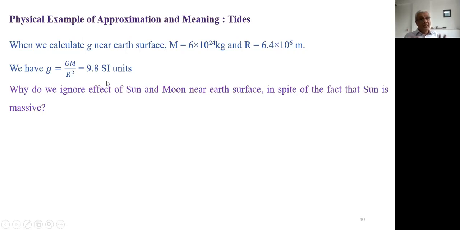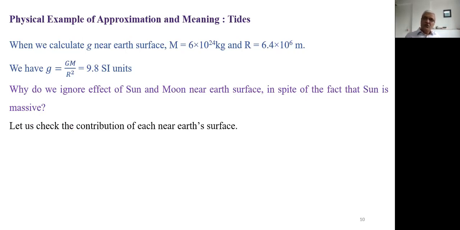Then why do we ignore the effect of sun and moon near Earth's surface? Because the sun is huge and very massive. The mass of the sun is a million times more than the mass of Earth. It's 2 into 10 raised to 30 kilograms. The moon's mass is of course less than Earth's, but it's much closer. If you look at the size of sun and moon, they are almost the same. That's why during a total solar eclipse, the moon manages to cover the entire sun. So in that sense, their effect should be almost similar.